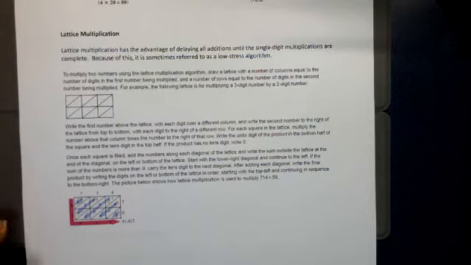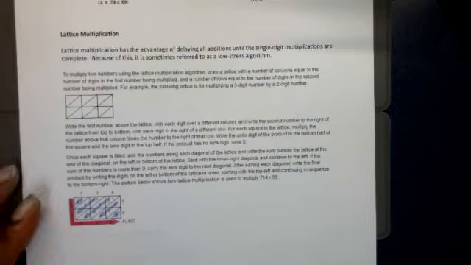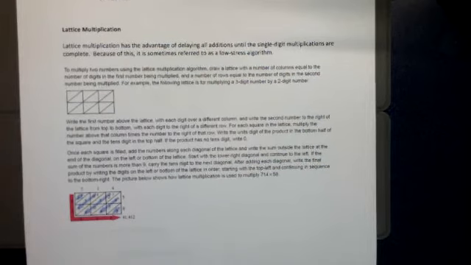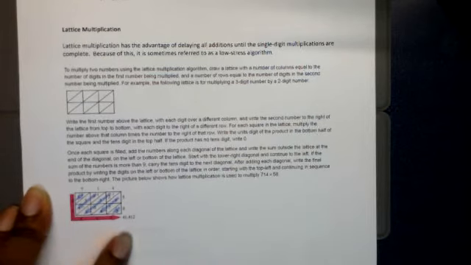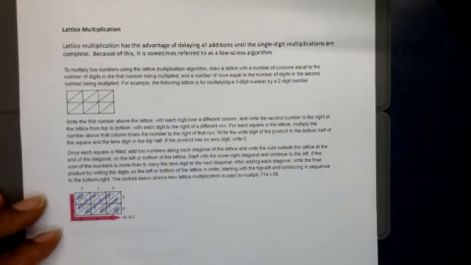If the sum of the digits is more than 9, you're going to carry the tens digit to the next diagonal. After adding each diagonal, you're going to write the final product by writing the digits on the left and bottom of the lattice in order, starting with the top left and continuing the sequence to the bottom right. And the picture below represents how you're going to use lattice multiplication to do 714 times 58, which in this case gives you 41,412.